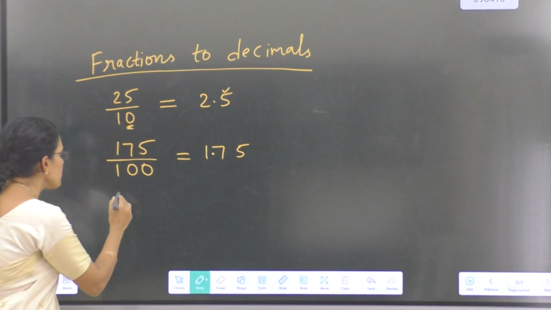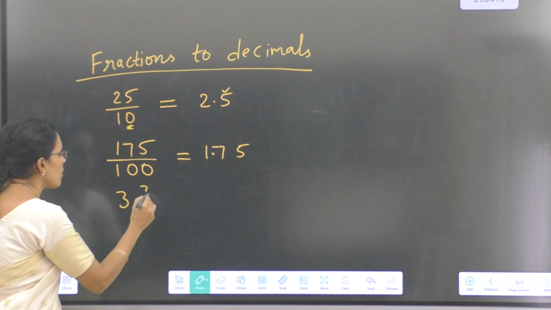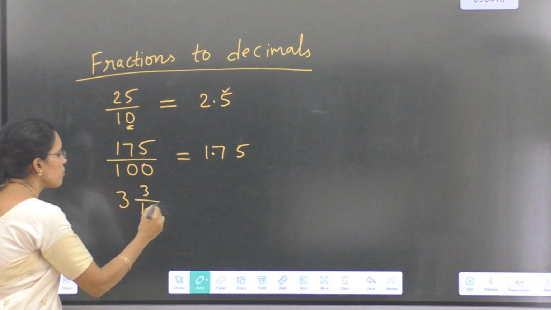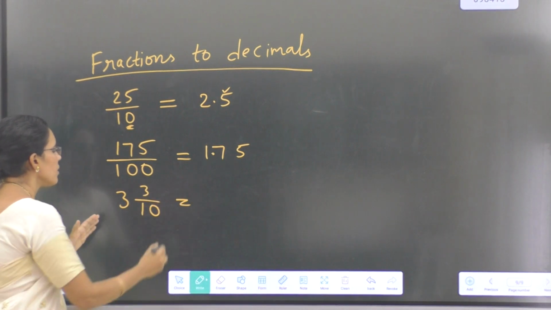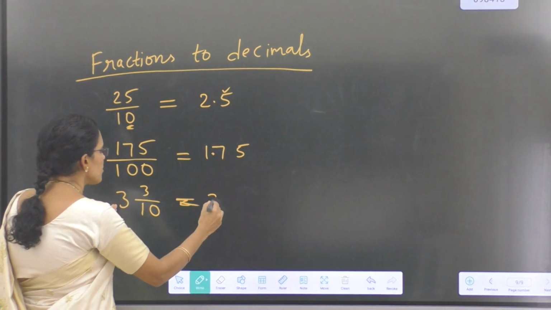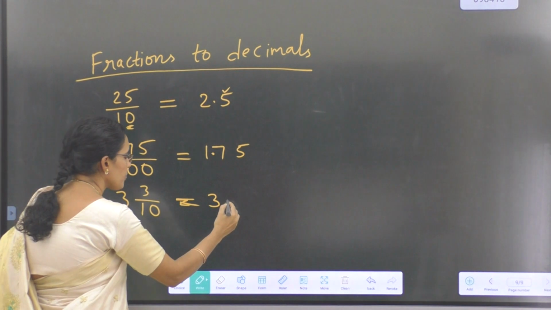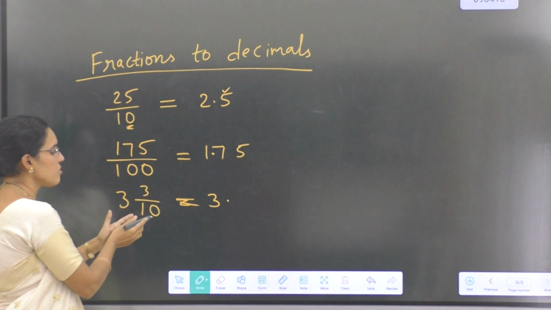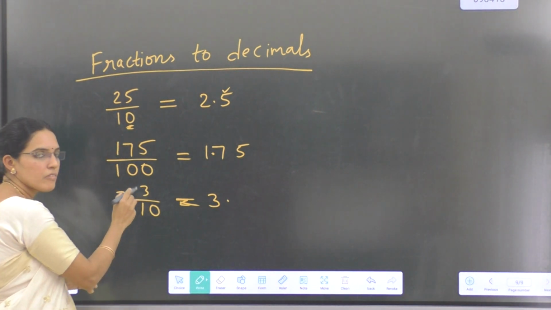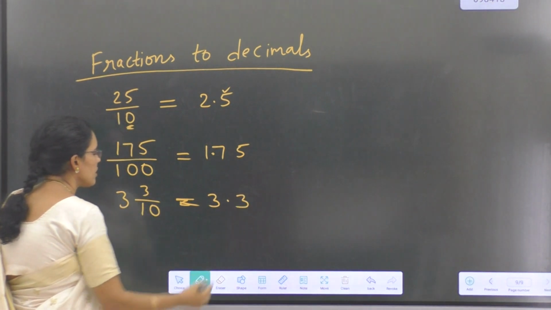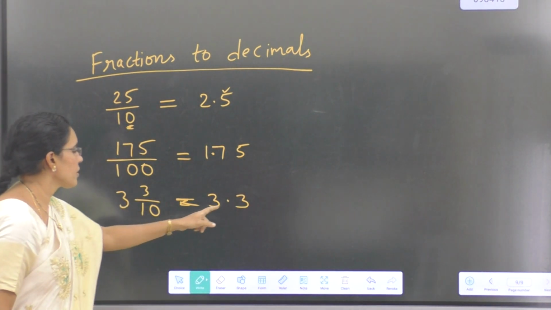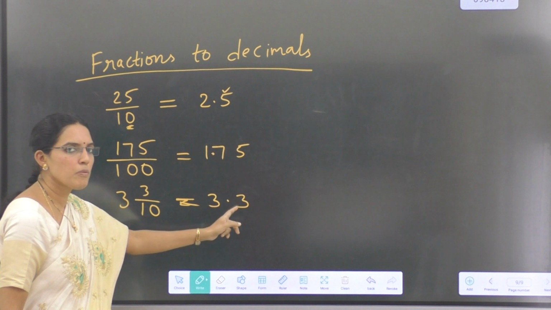Even we can convert mixed fractions also into decimal numbers. For example, 3 3 by 10 if it is there, then 3 goes to the whole part, and 3 by 10 is one decimal place, that is 3.3. Tenths place the digit is 3.